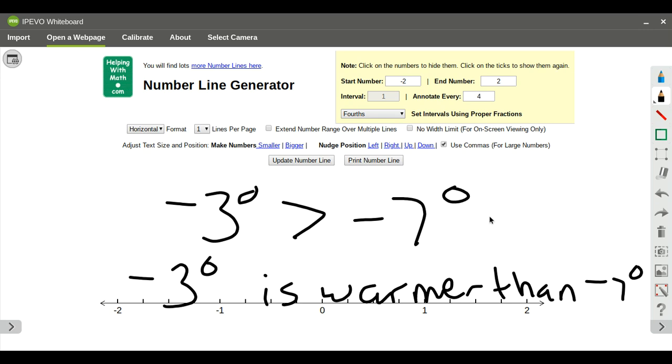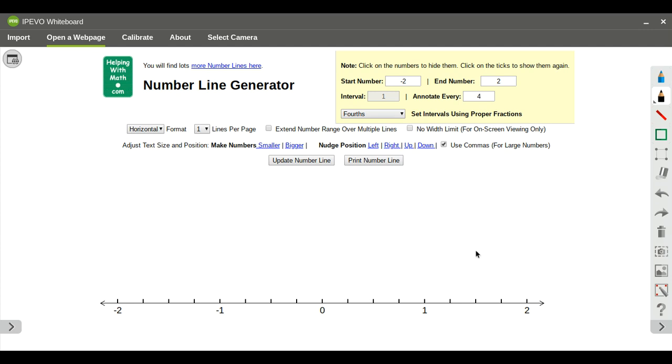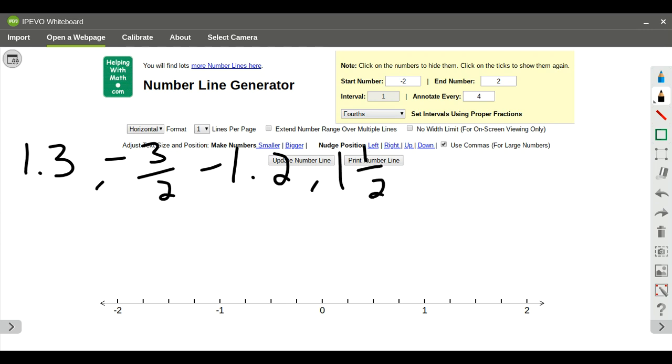Okay. All right. So on number 3, we're to use the number line to help us put these numbers in order from least to greatest, but I'm also going to convert forms. So I'll put it on the number line and then I'll go through and convert. The numbers that I have are 1.3, -3/2, -1.2, and 1 and 1/2.